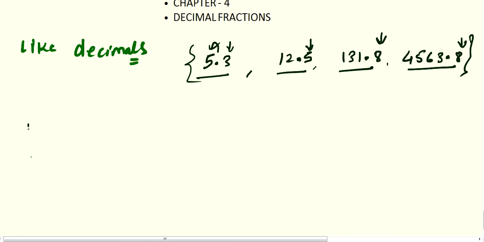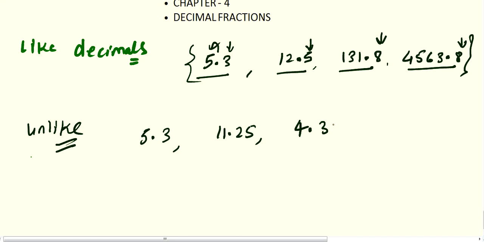Clear? Similarly, unlike is the opposite. 5.3, 11.25, 4.393, 8.8052. These are unlike decimals. But you can convert these decimals into like decimals. That I will tell in the question.